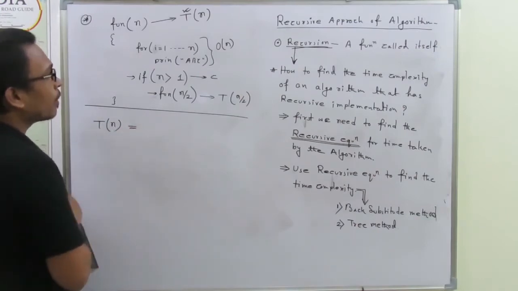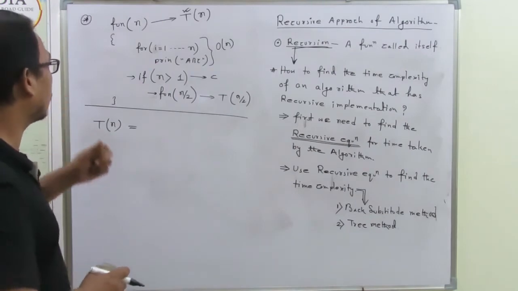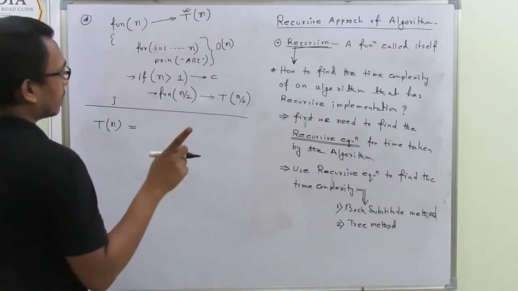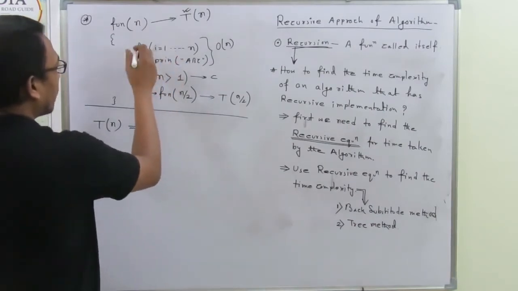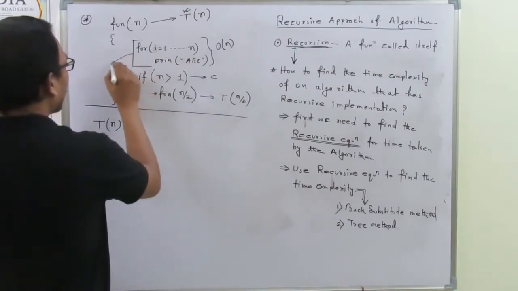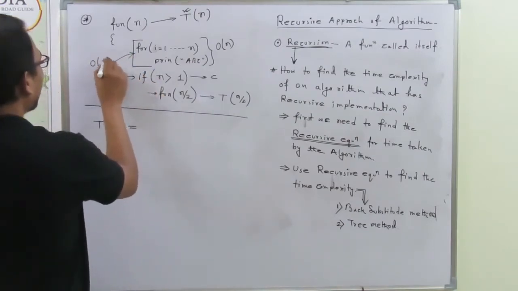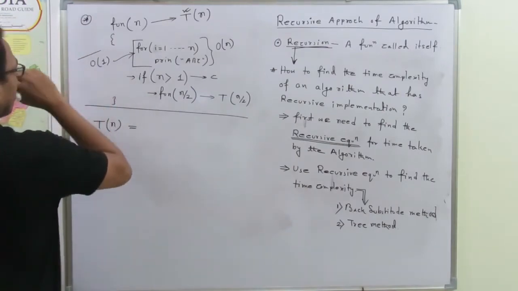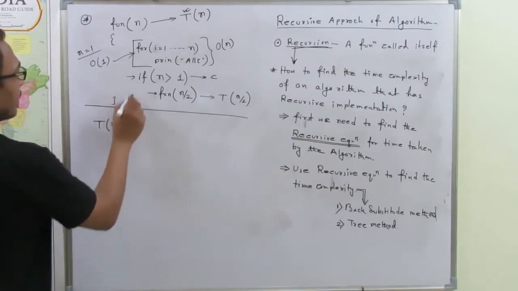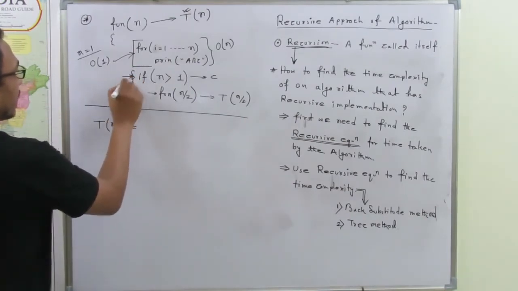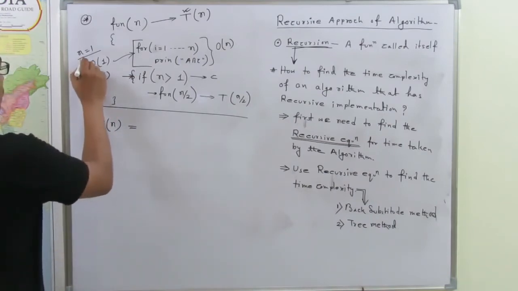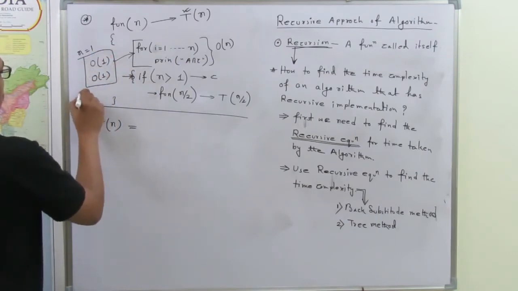Now look here, what happens when the number of input is 1? If the number of input is 1, at that time the whole loop will execute only once. That means it will take only order of 1 time when n equal to 1. And this also takes only a constant time, that means again order of 1 we will get. That means both cases give us only a constant time.